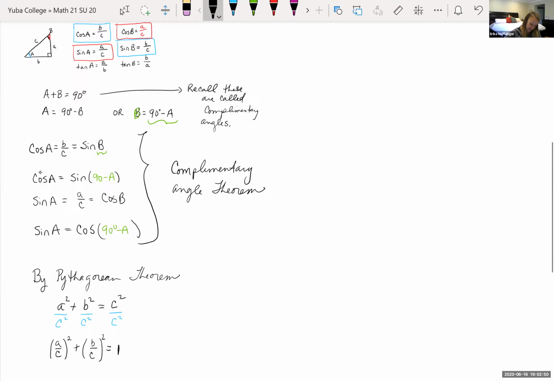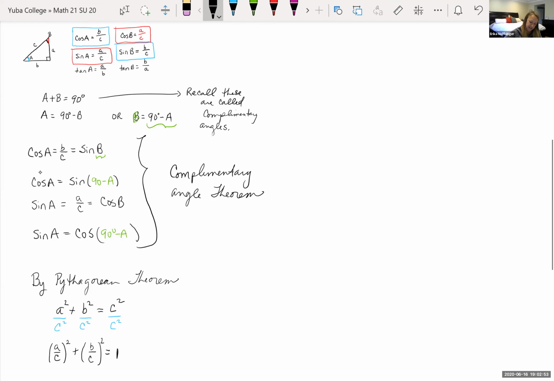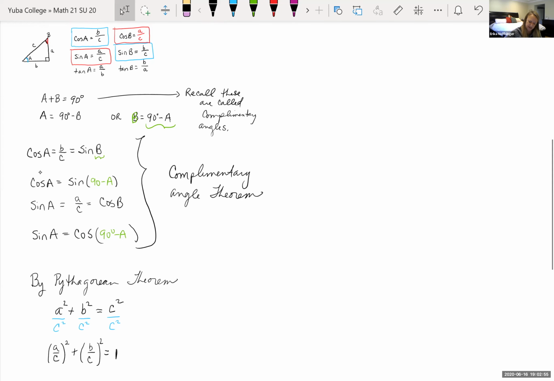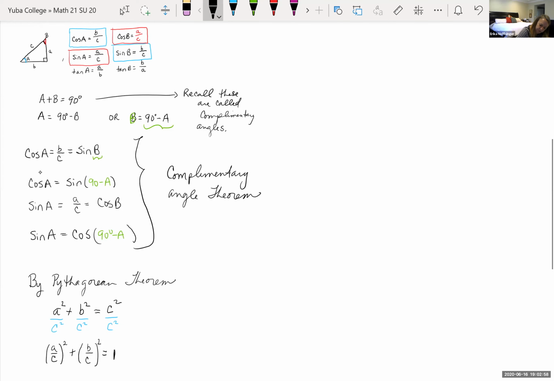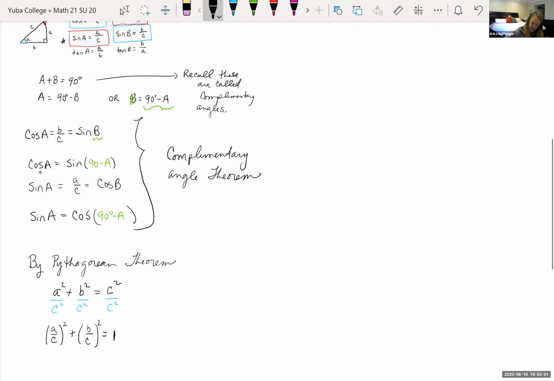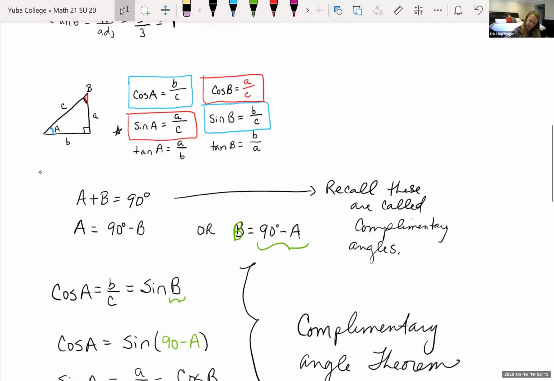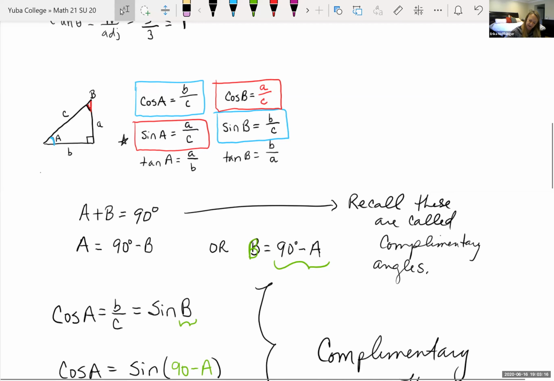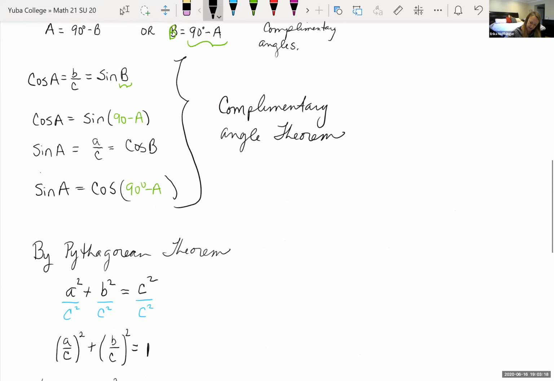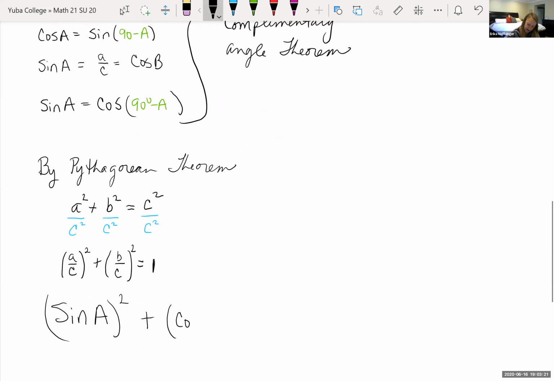I want to just stay with one of them, sorry. Let's keep with angle A. So a over c was sine A up here, and I'm going to rewrite a over c as sine A, quantity squared. B over c, if you went up here where the angle A, b over c was cosine of A. So going back over here, this is equal to plus cosine of A, quantity squared. This is equal to 1.